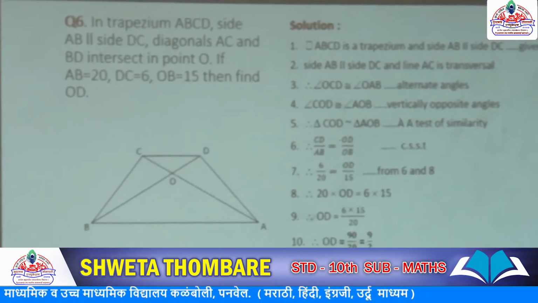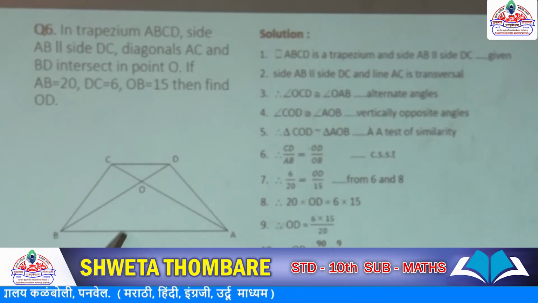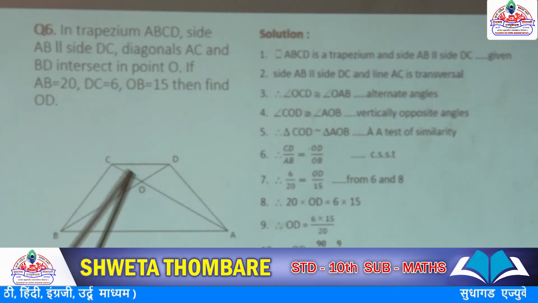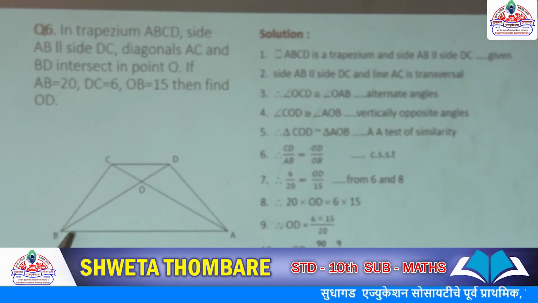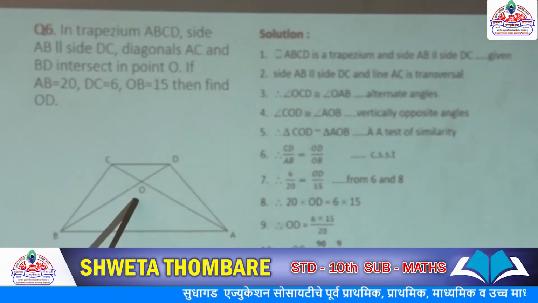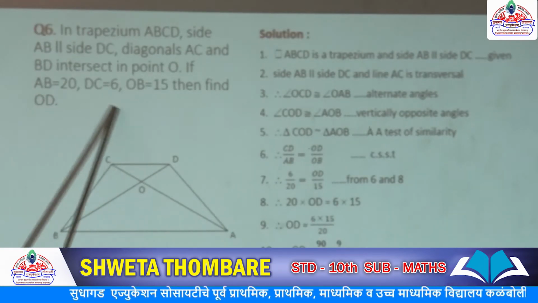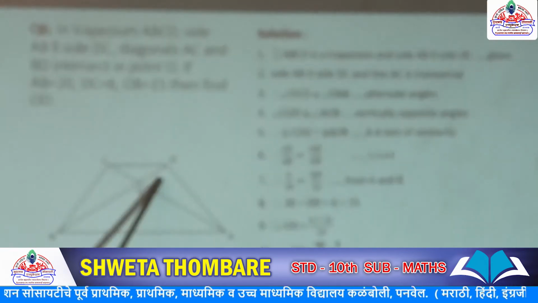ABCD is a trapezium in which we know that side AB is parallel to side DC. Here AC is one of the diagonals and BD is the other diagonal. Both the diagonals intersect each other at point O. Now some measurements are given in the question. They asked to find the value of OD.